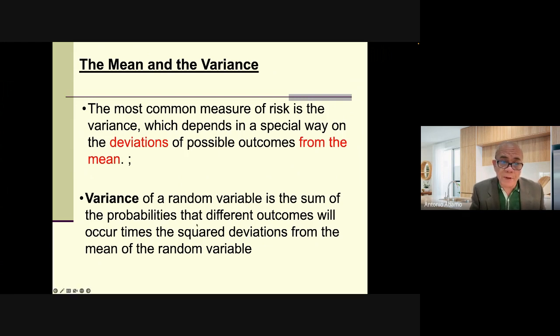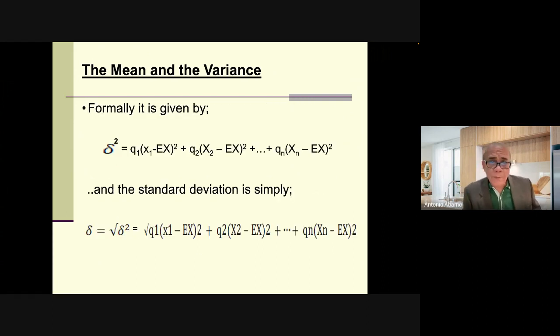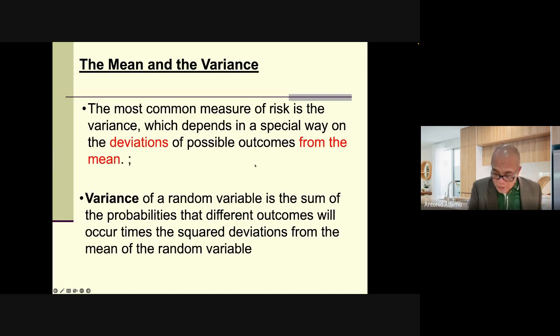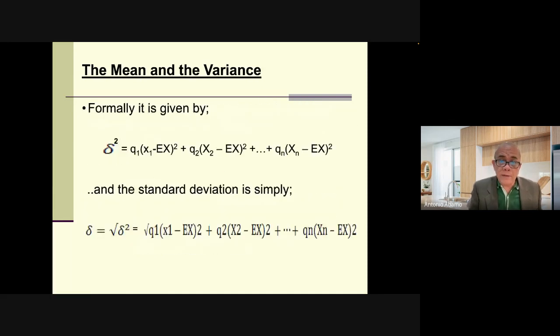The variance of a random variable is the sum of the probabilities that different outcomes will occur times the squared deviation from the mean of the random variable. Formally, it is given by sigma square, where probability of occurrence one times the squared deviation x minus x bar, or expected value of x, squared, and then plus the same formula, only that what is inside the parenthesis is the deviations from the mean, until you reach the final value. So in that sense, you have a value that is already talking about deviations from the mean. The greater, therefore, the variance, the higher the risk.